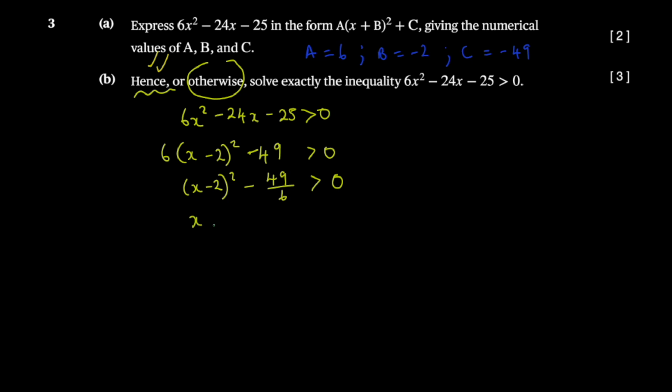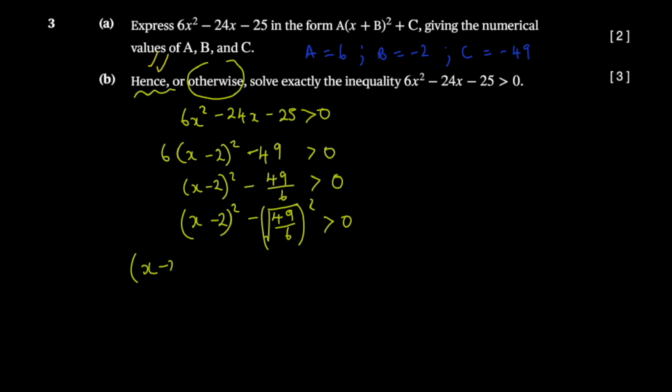So this is how you go about it. You can say square root of 49 over 6 here, and then you can say squared. Now you actually have a difference of two squares, where one root is the square root of this, and the other root is this. So you can factorize the difference of two squares.